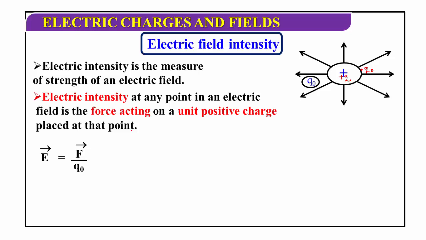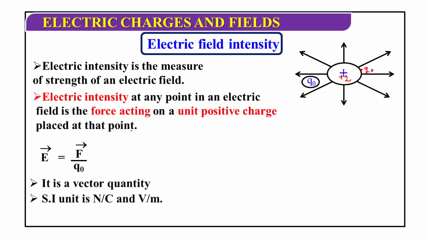Electric intensity E is equal to F divided by Q naught. The force experienced by a unit positive charge placed at that point is called electric intensity. This is the vector form of electric field intensity, E is equal to F divided by Q naught. Here it is a vector quantity and the SI unit is: the SI unit of force is Newton and the SI unit of charge is Coulomb. Newton per Coulomb is the SI unit of electric field intensity, or volt per meter.